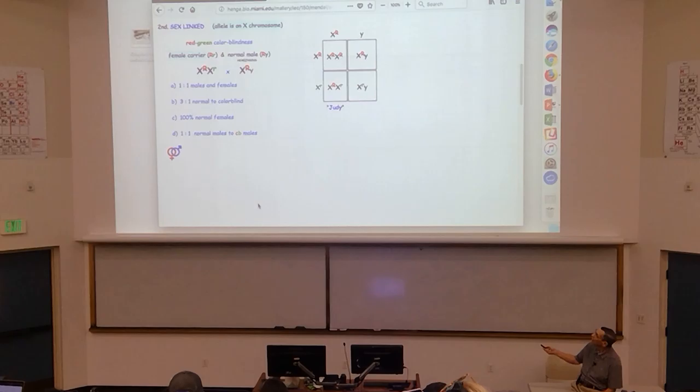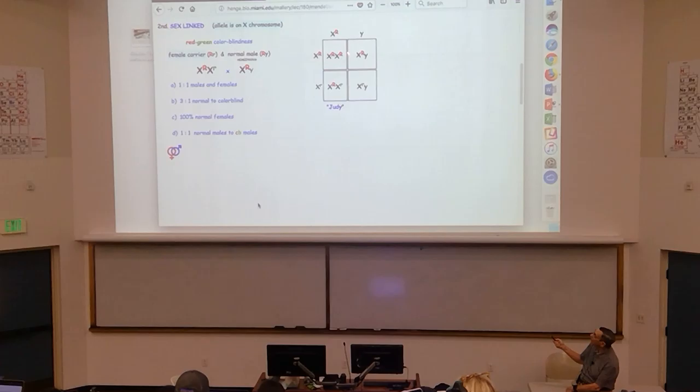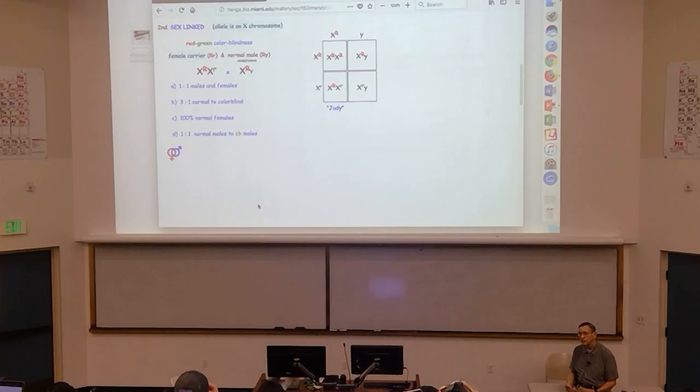What about the male? Well, a normal male, one who's not red-green colorblind and has the dominant allele. Let's look at the pattern that I get. I end up with two females that are normal. One's a carrier, one is homozygous dominant. And I end up with a ratio of 1:1, a normal male to a red-green colorblind male. So the ratios are a little bit out of whack.